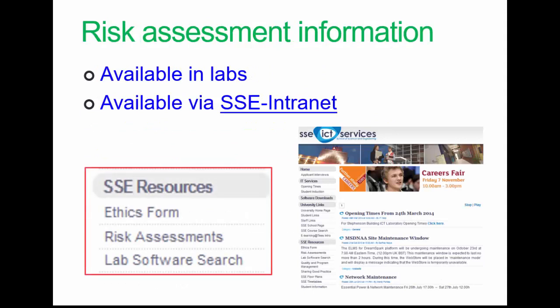Okay, the information will be available in the labs and also via the intranet. The intranet might have a different title next year. It's still SSE Intranet, although we have merged into the wider school since then, but it's still that. But it may have changed by next year, but it'll be flagged up anyway.